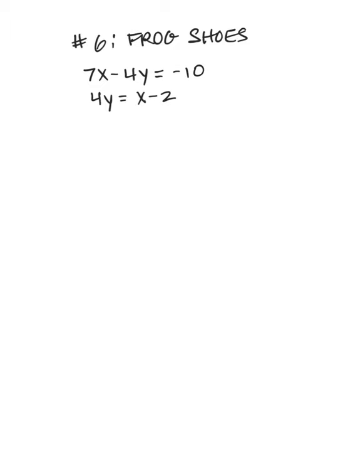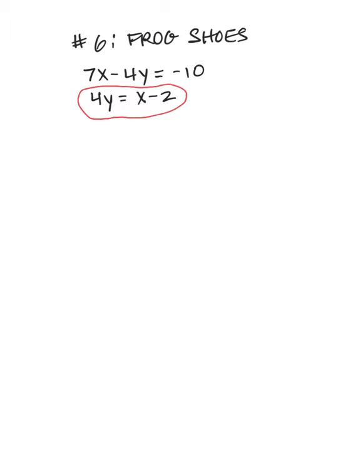So remember, when we're solving systems by elimination, you have to have both of your equations in standard form. Standard form is when you have x and y on the left and the number on the right. So I can see that the second equation is not in standard form. I need the number by itself on the right and both of my variables on the left.